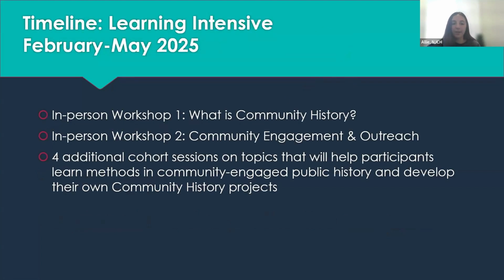In terms of timeline, there are three parts to this program, and the first is this learning intensive period that takes place from February to May 2025. This will kick off with two in-person workshops at a location central to the cohort, which usually ends up being in central New Jersey. These will be all-day workshops from morning through the afternoon, and participants will learn exactly what a community engaged public history project is, with some examples and models of how to do them.